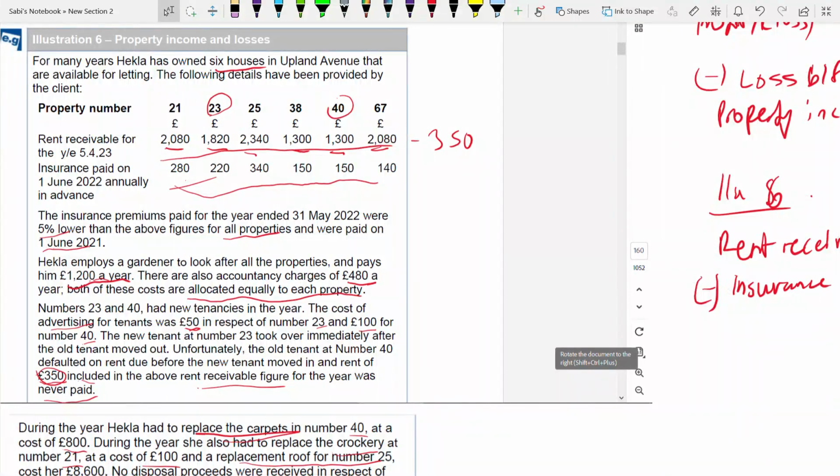Next is gardener. How much? 1200. Is it a deductible expense? Yes, it is. They told it is allocated among the six properties. No need to allocate among six properties and then calculate each property separately. Why? You are taking the overall. Even if you add them, it will add up to this amount only. We are just adding all together, accumulating and showing you the figure. That's why.